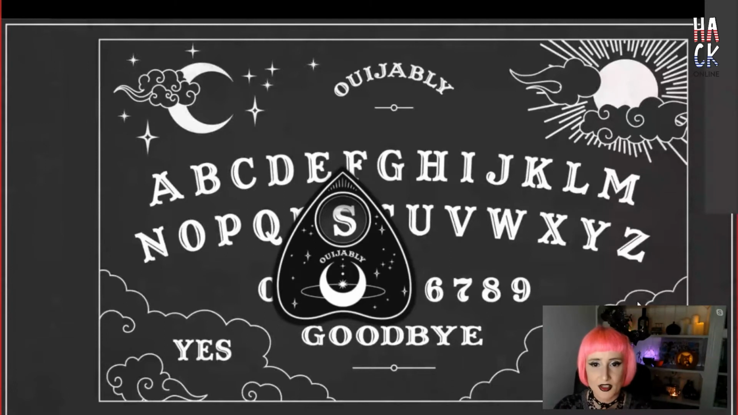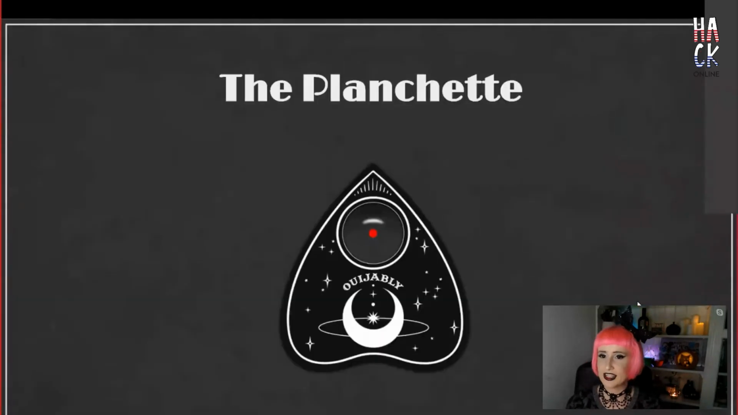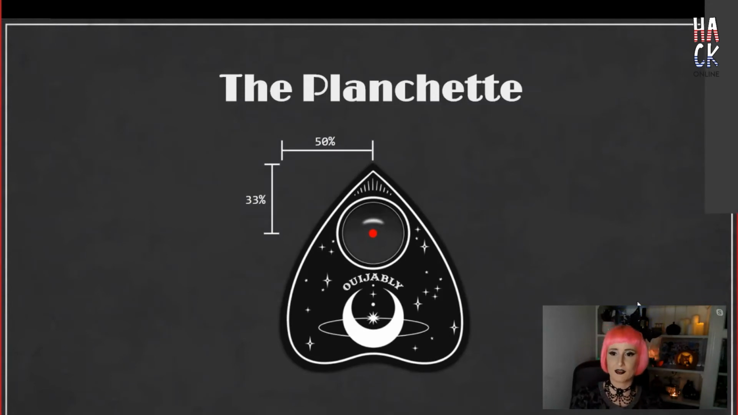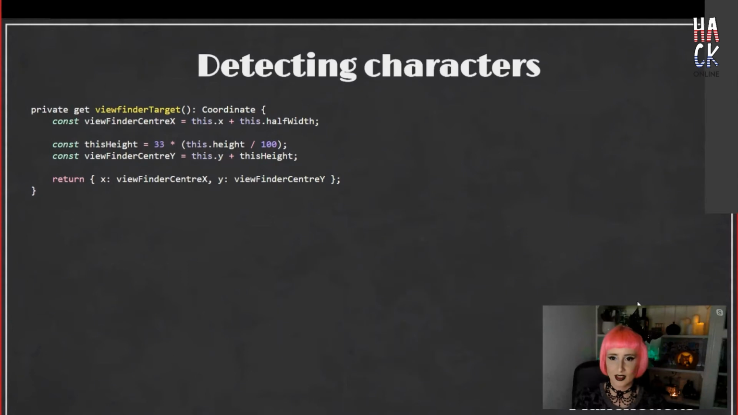So the first thing that we want to do is calculate where the center of the planchette viewfinder is, this point right here, which obviously is at 50% of the width and at 33% of the height of the planchette. So in order to find out where it is on the page, the first thing that we want to do is find out the X and Y coordinates of the top left point of the planchette, then add half of the width and 33% of the height.